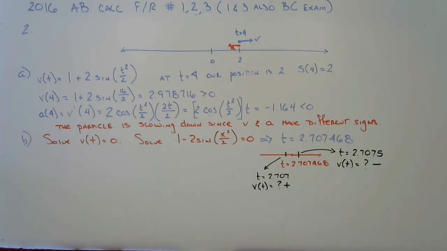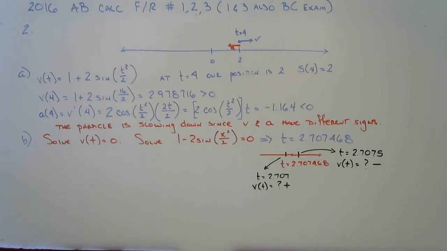We need to explain this to the reader. It says in part B, justify your answer. So you would have to explain that. You would say, well, I had to find when the velocity is 0. I did that. And then I had to check to see if the velocity changed sign. So I plugged this number in and I plugged this number in. I got positive to negative. So yes, it changed signs.